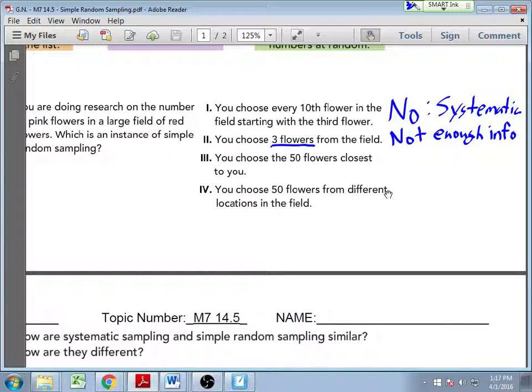Cassidy, if I choose 50 flowers closest to me? Yeah, this is convenience.